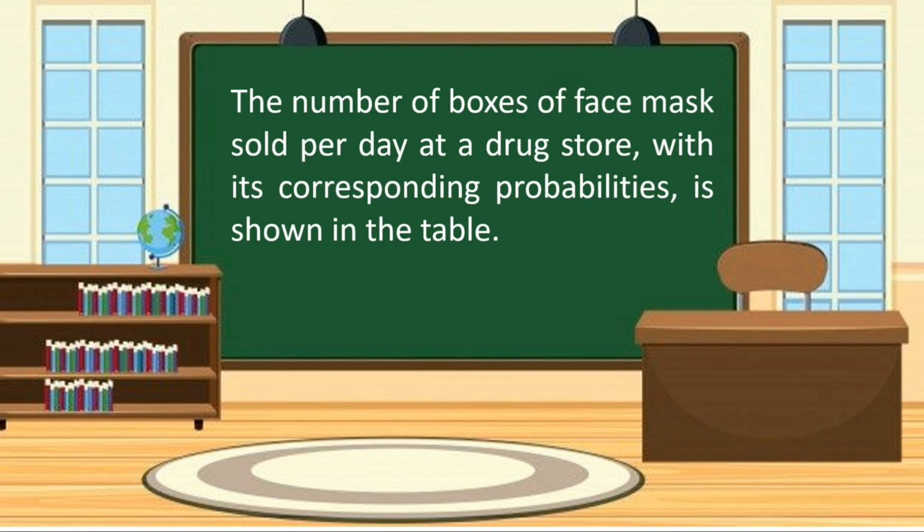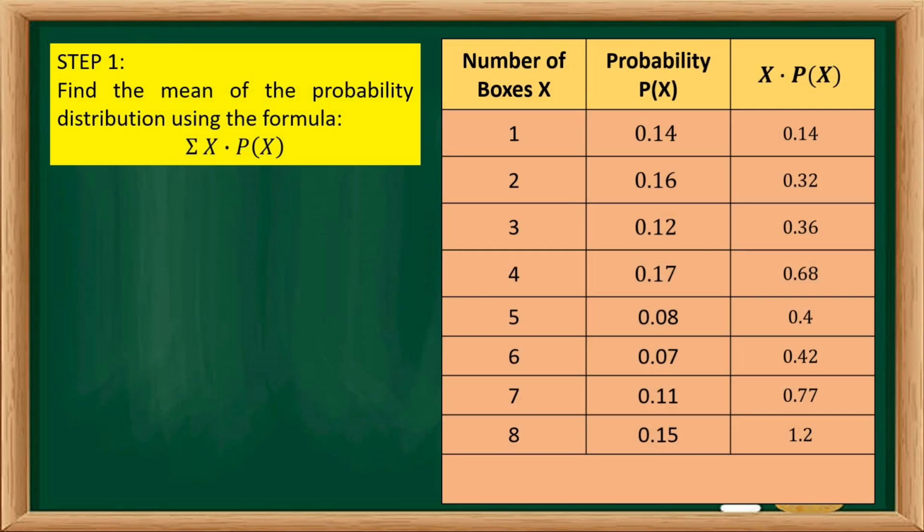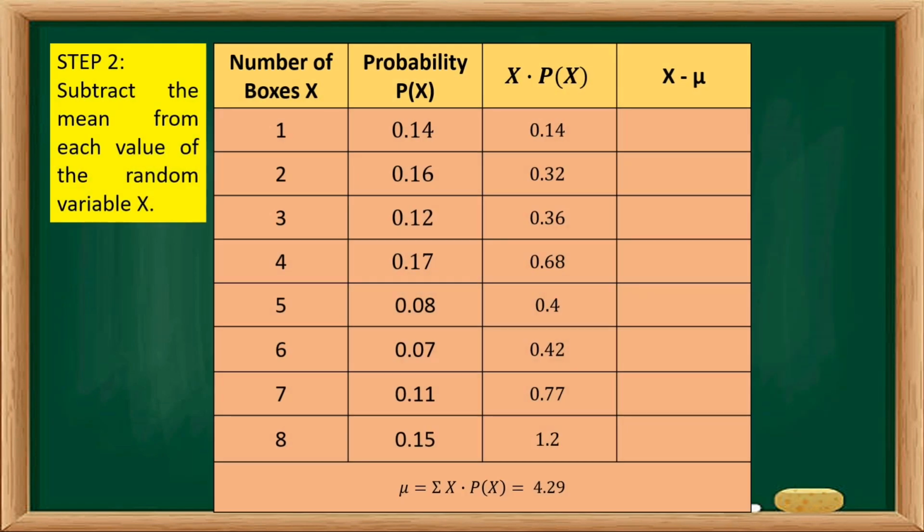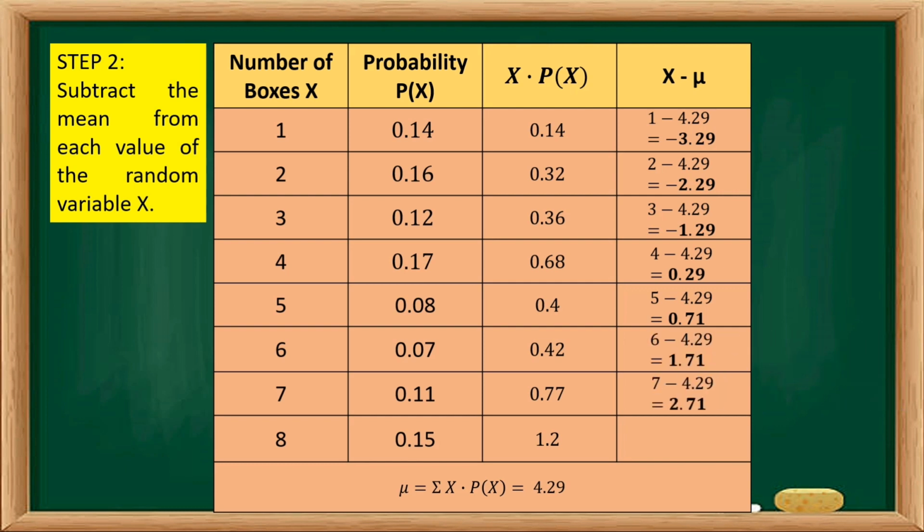Second example. The number of boxes of face masks sold per day at a drugstore with its corresponding probabilities is shown in the table. Let us follow the steps. Step 1. Find the mean of the probability distribution using the formula. The mean of the probability distribution is equal to 4.29. Second step. Subtract the mean from each value of the random variable x. We have negative 3.29, negative 2.29, negative 1.29, 0.29, 0.71, 1.71, 2.71, and 3.71.